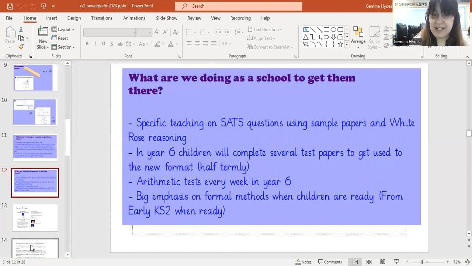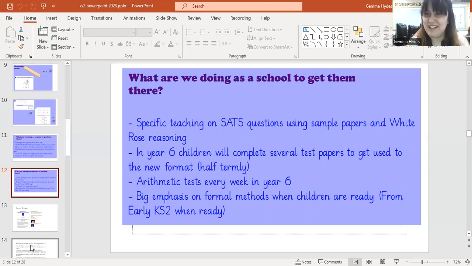We teach them test technique for SATs. So we teach them how to approach a SATs question in the most effective way, and how not to waste any time. We also do arithmetic tests every week in Year 6, and in Year 3, Year 4 and Year 5, we have arithmetic tests as well. And we are getting them used to the formal methods. And we start the formal methods in Year 3.